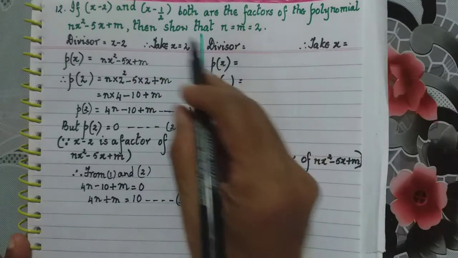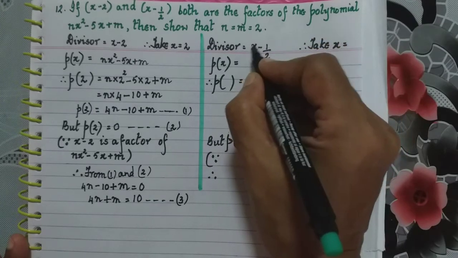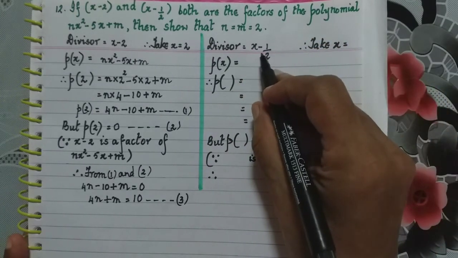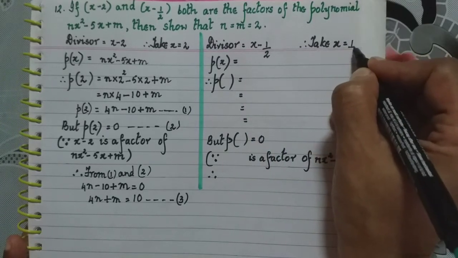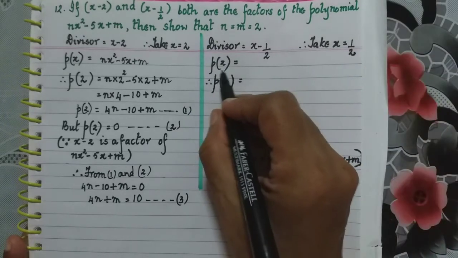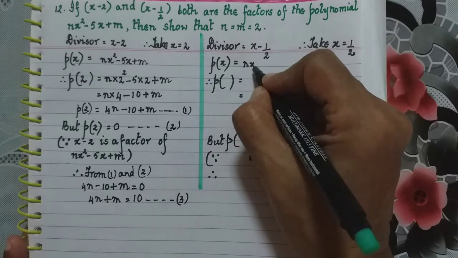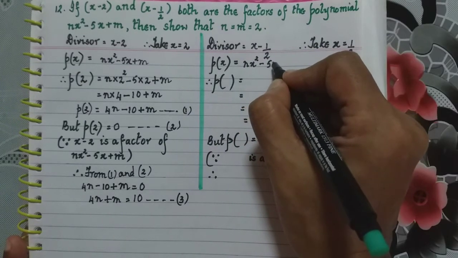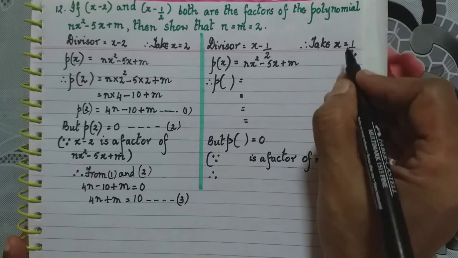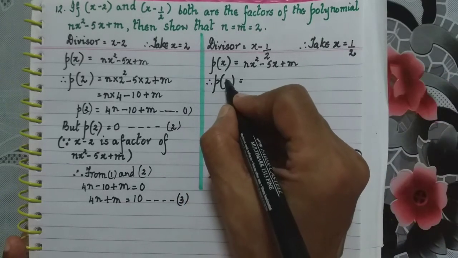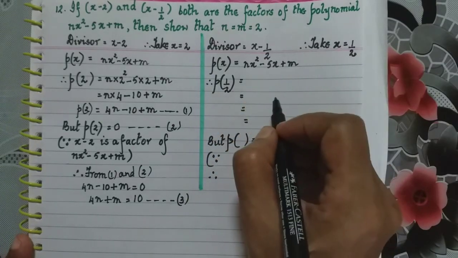Now we do the same thing for the next factor, which they said is x minus half. So what is the divisor? X minus half. So what do we take x as? The opposite sign of minus will be plus. The number is half. So therefore it is plus half or just half. Now what is p of x? The polynomial is nx square minus 5x plus m. We have to find p of what? We have said x is half. So we have to find p of half. That means in place of x, I will put half.